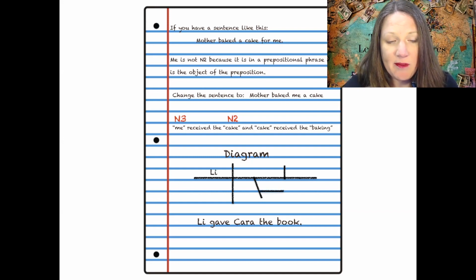We have Lee, because this is a subject. Gave is going to be in the verb spot. The direct object, just like we wrote in the last lesson, is in the same place. And then we have Kara as the indirect object.